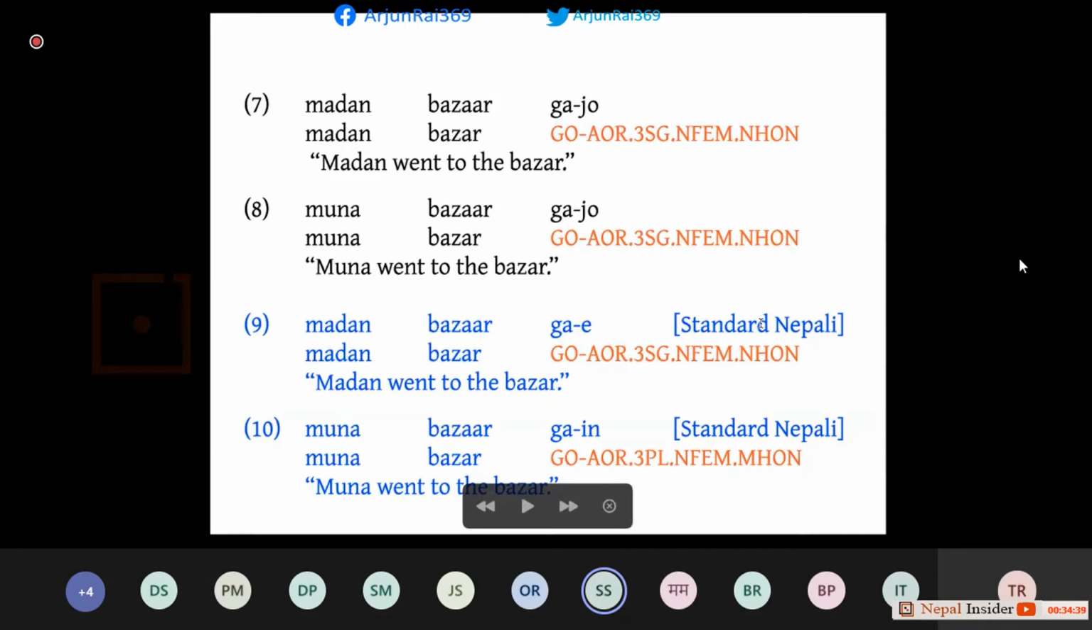Here Muna is feminine, whereas if you look at the agreement, it is a non-feminine marker as in Madan. So there is a mismatch between the feature and its value. And the rest of the two data in blue, 9 and 10, are from standard Nepali.